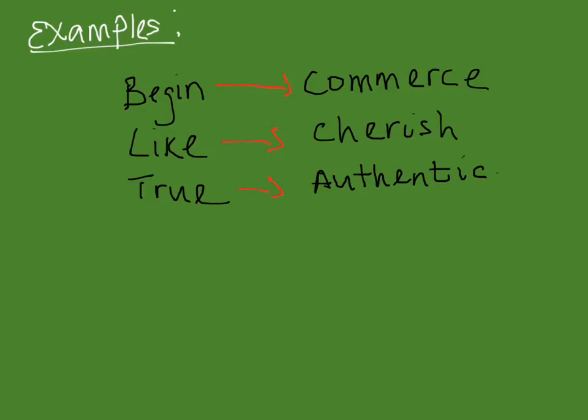Like, its synonym cherish. True, its synonym authentic. So you either say classes begins on Monday, or you rather say classes commence on Monday. Or you say I like eating rice. You can either say I like eating rice or I cherish eating rice. You may want to say that what my friend said was true. You want to say it's true, but you don't want to use the word true, so you rather use the word authentic.